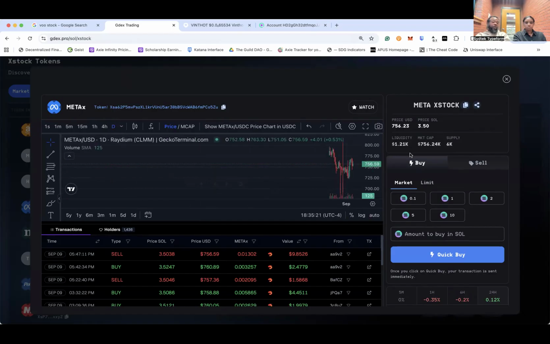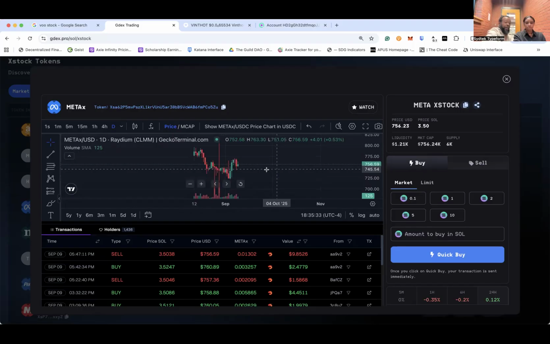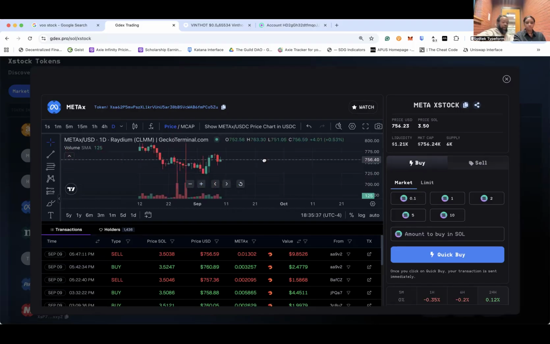And the thing is, you can go on Gdex.Pro and you can play with this all day. You ain't got to sign in. You can do what you're doing right now. I think that will be helpful because now you can see what these people are doing and what they're trading. And you can also see how many people are holding that token or stock. You see?